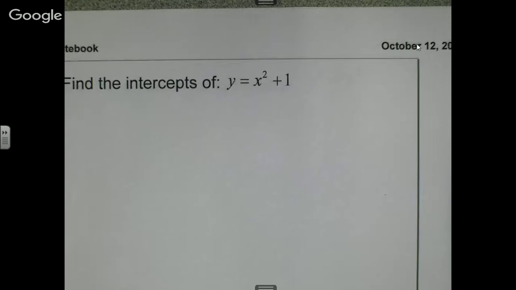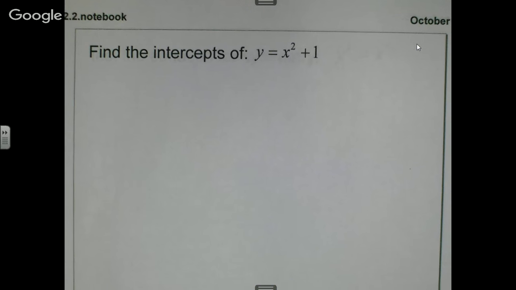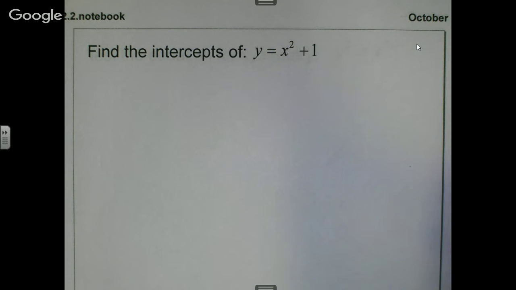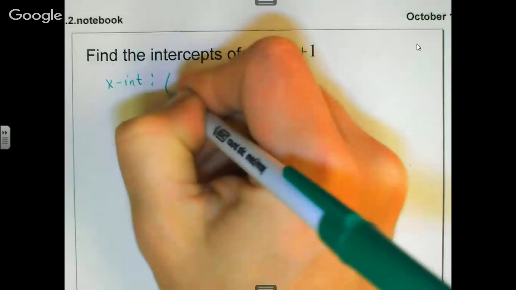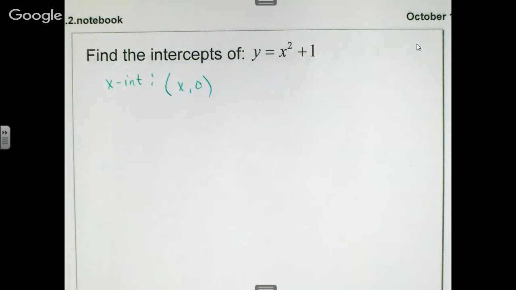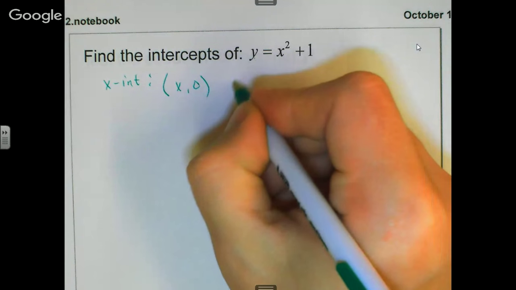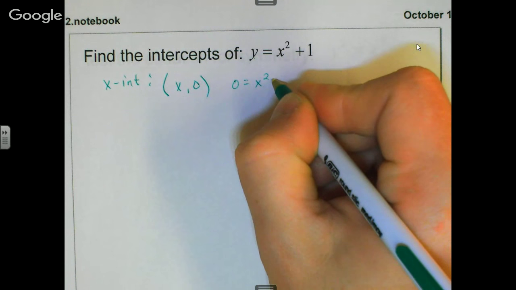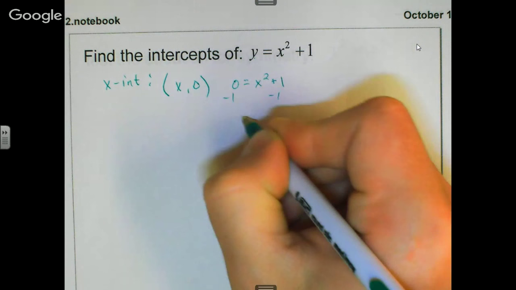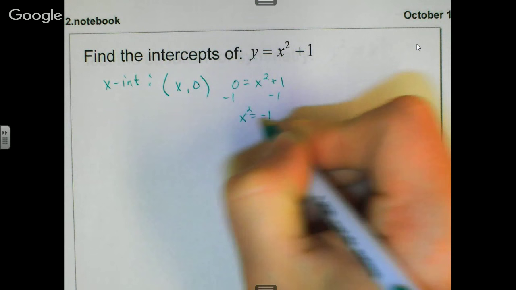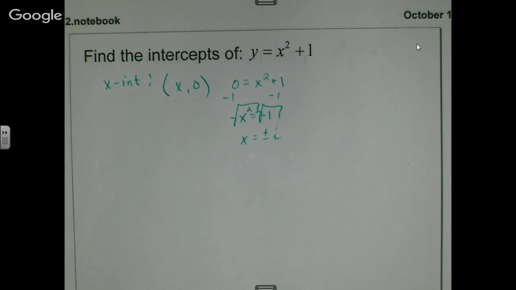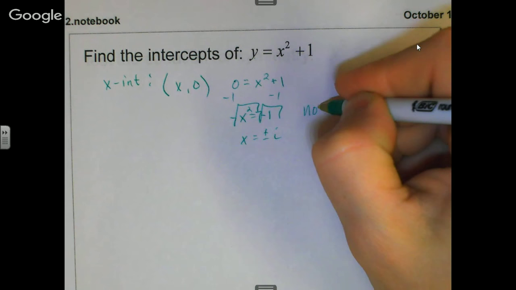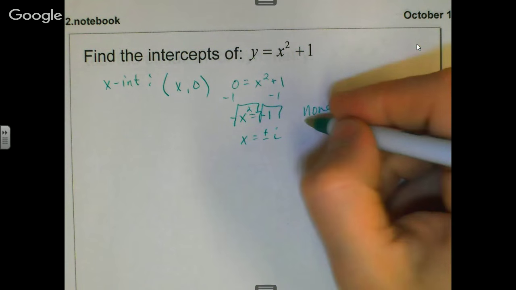All right, so if we look here, find the intercepts of y equals x squared plus 1. If I look for x-intercepts, that will be x comma 0. So we're going to plug 0 in there for y. 0 equals x squared plus 1. So minus 1, x squared equals minus 1, square root, x equals plus or minus i. Well, what does that mean? That means there are none. They're imaginary. There are no x-intercepts.